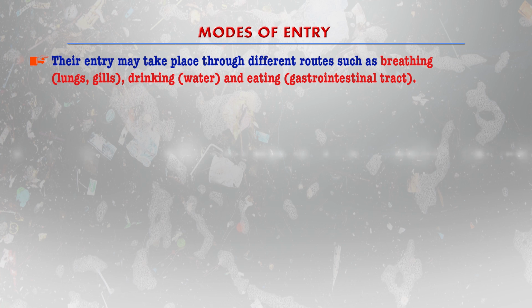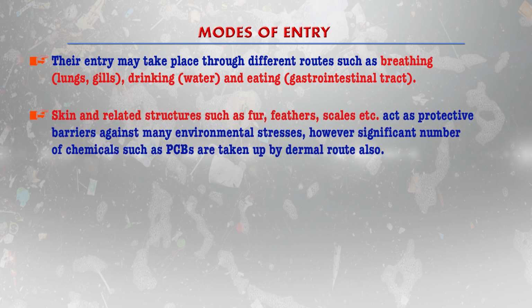So, what are the different modes? How do these chemicals enter into the body? There can be different routes. We may take them by breathing, such as lungs and then gills in aquatic animals. Then we may take it through water drinking or through eating, which will be our gastrointestinal tract. Then another route of entry is skin and related structures such as furs, feathers, scales. Generally these organs act as protective barriers against any environmental stresses, but there are many chemicals such as PCBs, they are taken up by dermal route also.